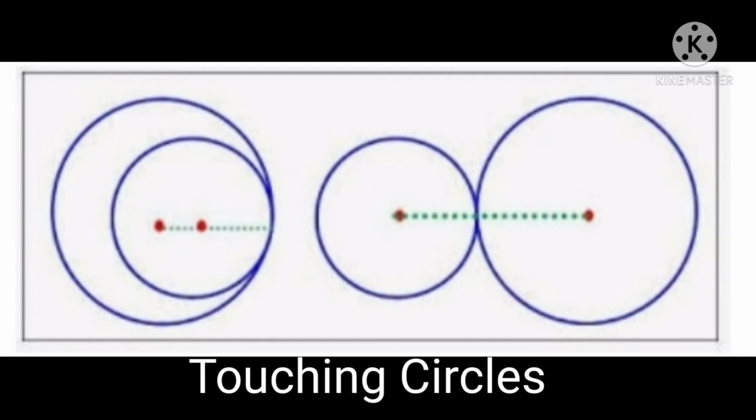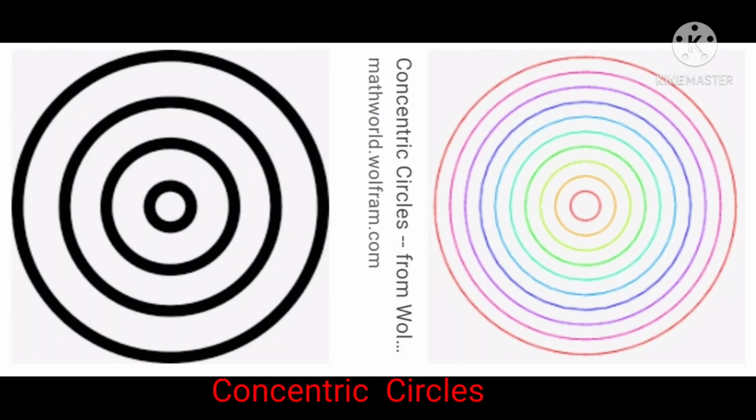When two circles touch each other internally, then they are called internally touching circles. When two circles touch each other externally, then that type of circles are called externally touching circles. Observe the figure here. The first figure is the internally touching circles and the second figure is the externally touching circles.